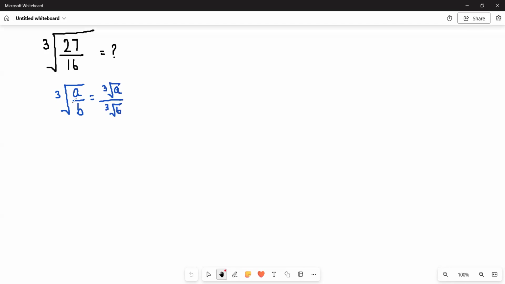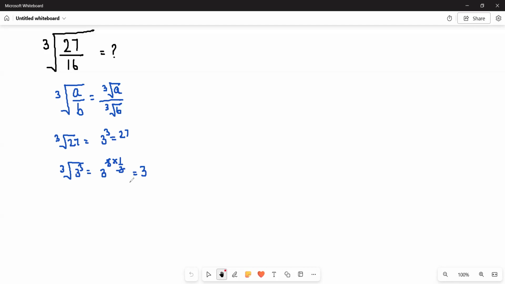Now solve the numerator first. So cube root of 27, it's easy, right? Since 3 cube is 27, we can write this as cube root of 3 cube, and this becomes 3 power 3 times 1 by 3. This will cancel out and the numerator will be 3.